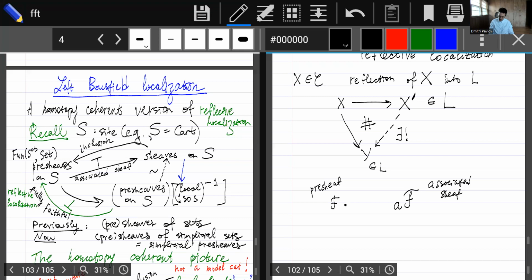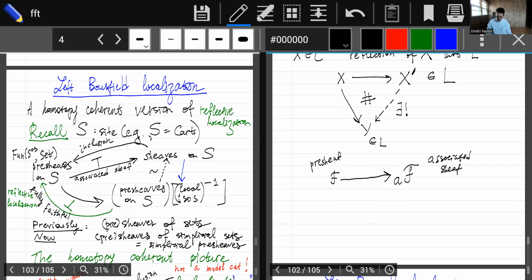Well, you can expect a map from a pre-sheaf to the associated sheaf. And it has a universal property: for any other sheaf G, if you have a map, a natural transformation from F to G, then this natural transformation factors through the sheafification map in a unique way.